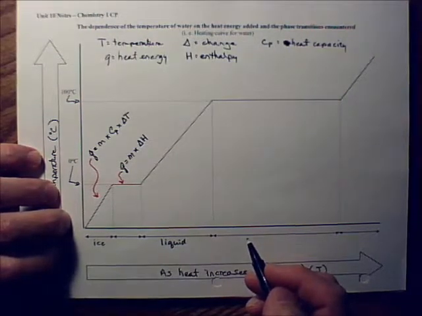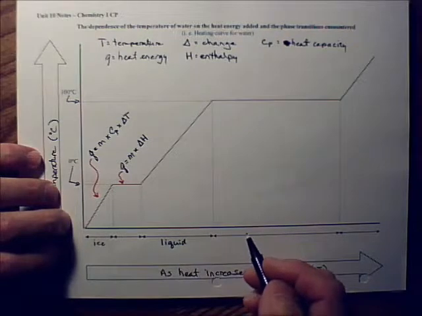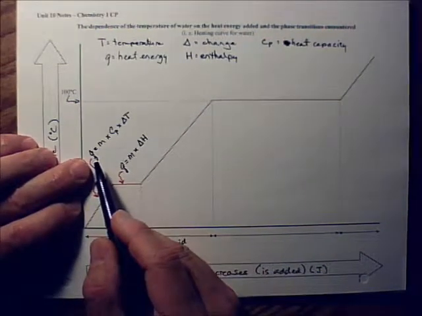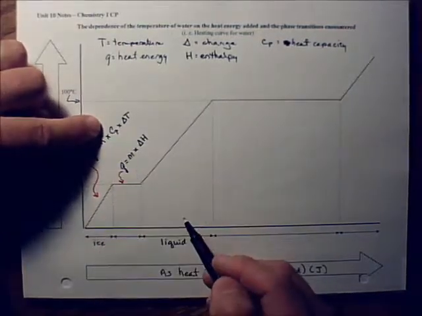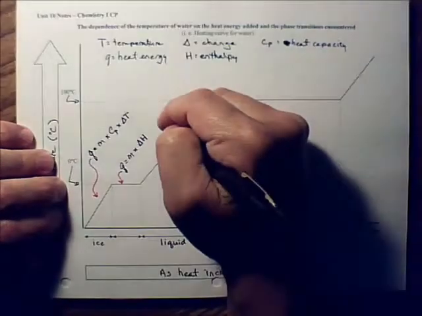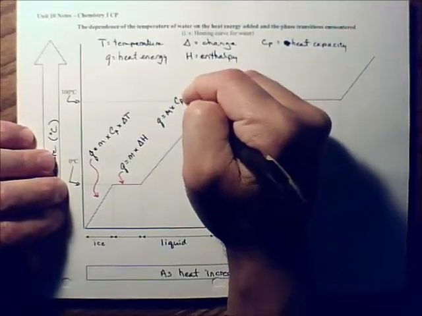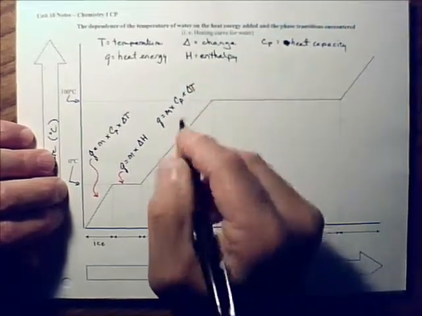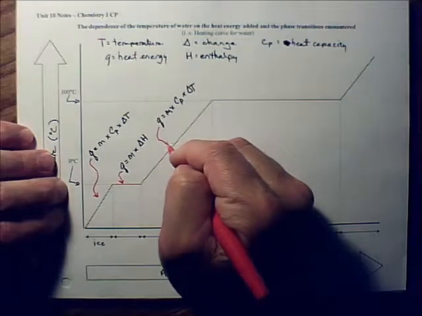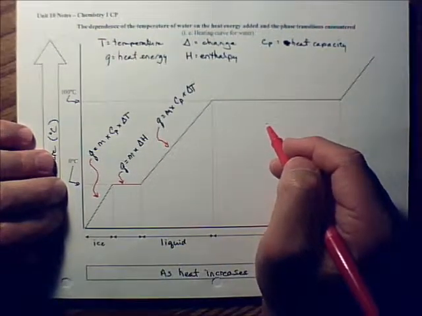We're in the liquid state at this point. Okay. It's all water, but the equation is the same. Just that this Cp for liquid water is different from the Cp for ice. So we still have Q equals mass times that specific heat times the change in temperature. It's just not the same Cp. It's a different Cp here.